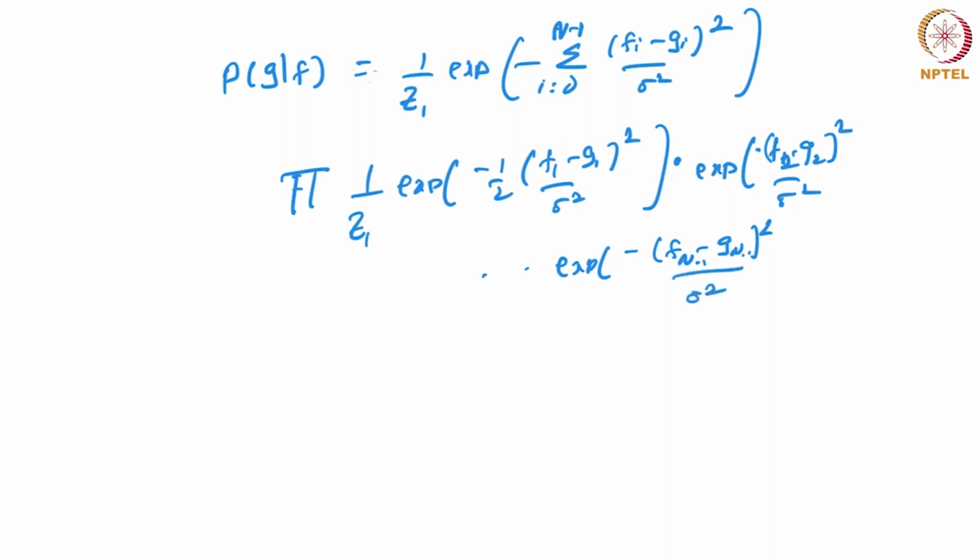So it's just a multiplication, right? For each pixel you have a term like this, and when you multiply, you sum in the exponent. That's why you get this here. So for this you can ignore this product.